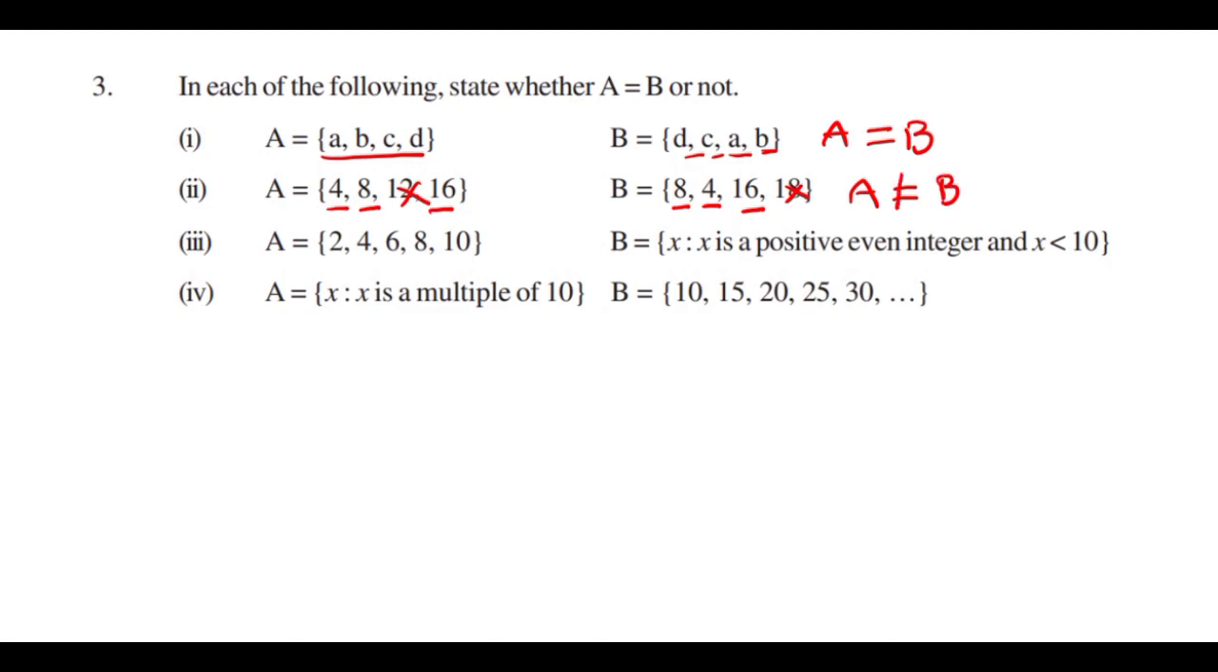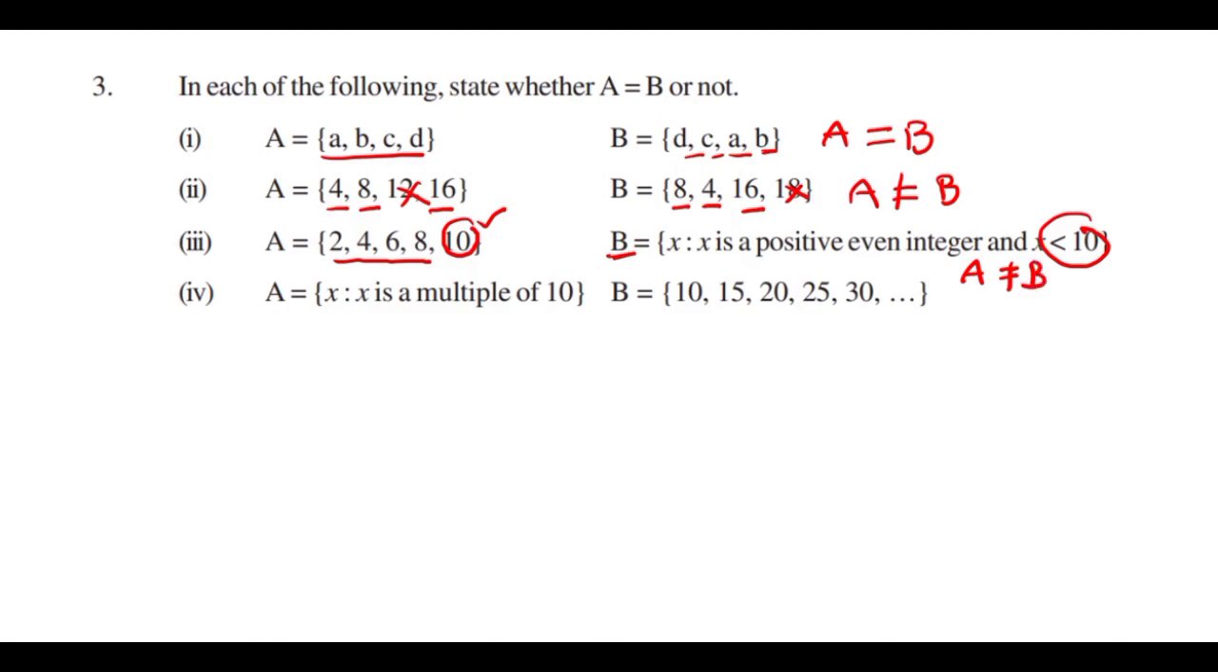Next one. X is the positive integer. This one, set B, I am reading: X is the positive integer, even integer and less than 10. Yes, even integer less than 10: 2, 4, 6, 8, but here 10 is also included. Less than 10 means 10 should not be included, right? But here it is included. So this set is not equal. A is not equal to B.